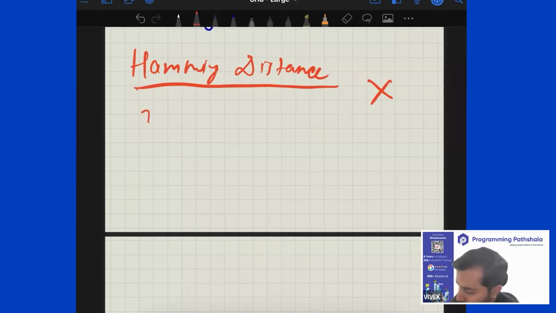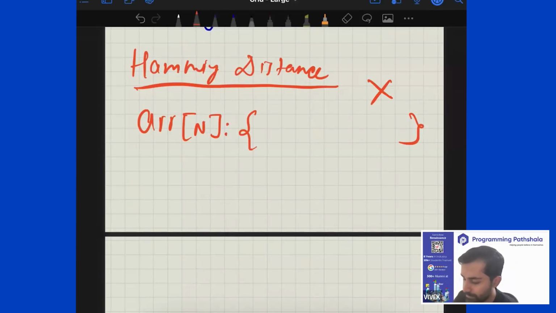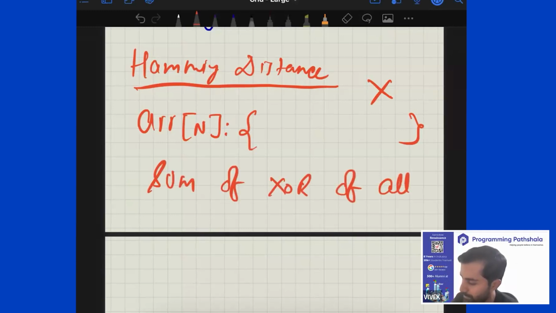The question is that we have an array of integers. Given that we have an array of integers, we just have to find the sum of XOR of all the pairs. Let's pick this question. Just think about it. We have to find the sum of XOR of all the pairs.